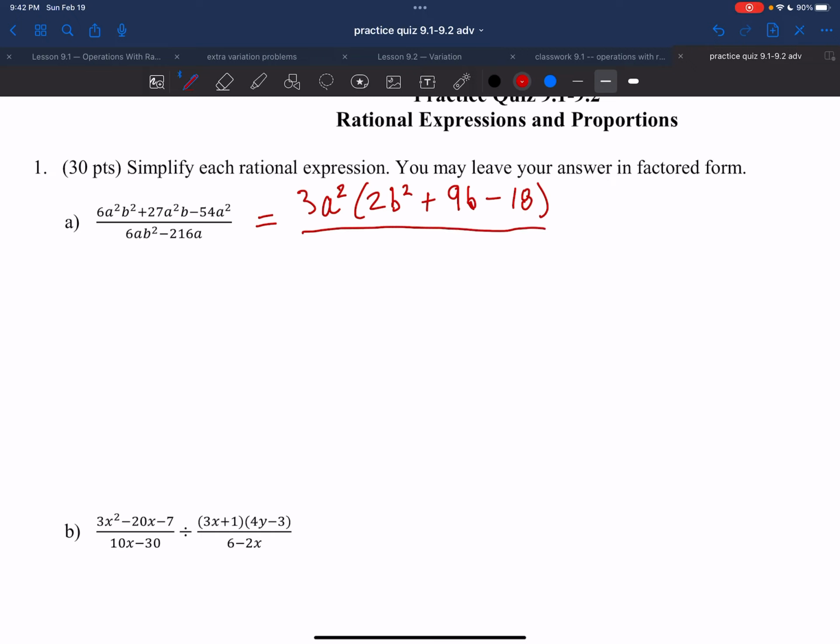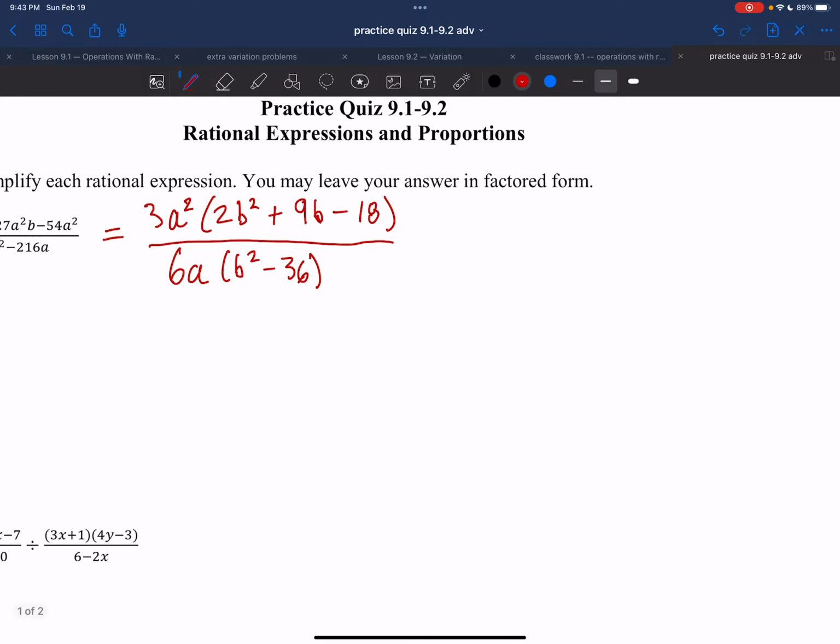Let's go ahead and look at the denominator. And again, GCF, I do see 6 and 216. And by the way, you should recognize that 216 is 6 cubed. That is a perfect cube. And I'm hoping you know your perfect cubes from 1 through 6. So hopefully you recognize that. I don't think this quiz is going to have a calculator, okay? So I factor out 6a, because I see an a here and here. So that's 6a. And what is left behind is b squared minus 36.